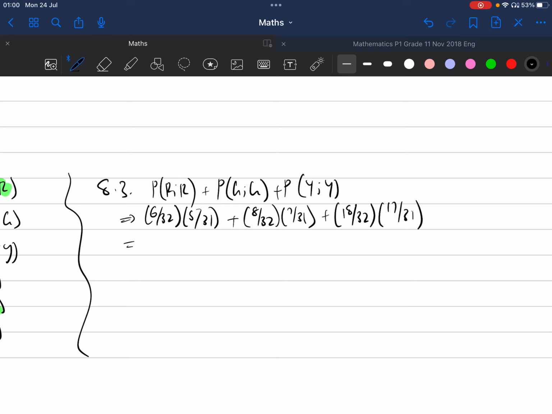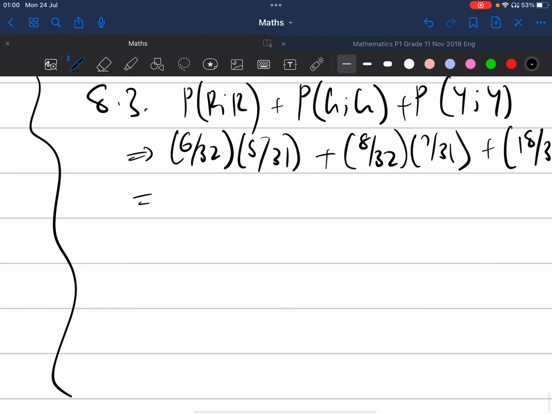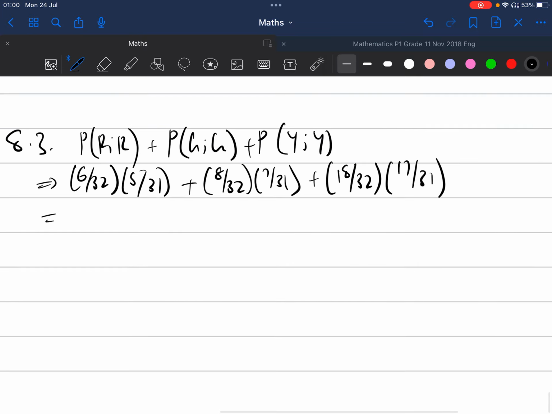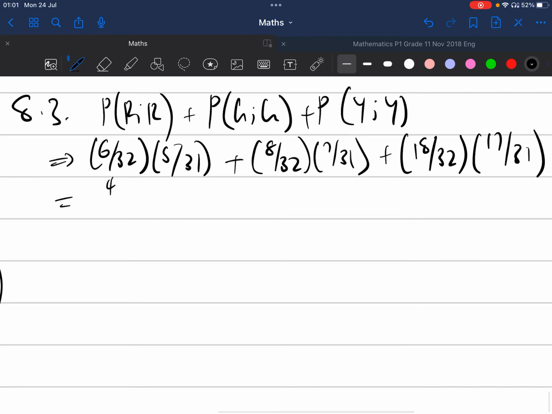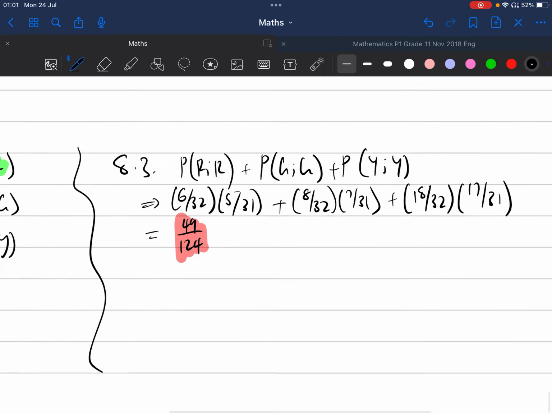Okay. Now I'm just going to put all this into a calculator and see what we get. Okay. So 6 over 32 times 5 over 31 plus 8 over 32 times 7 over 31 plus 18 over 32 times 17 over 31, and that gives us 49 over 124. So 49 over 124. Okay, so that's the right answer for that.